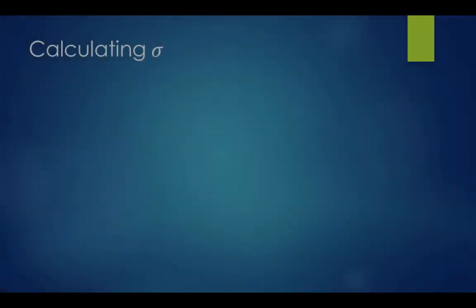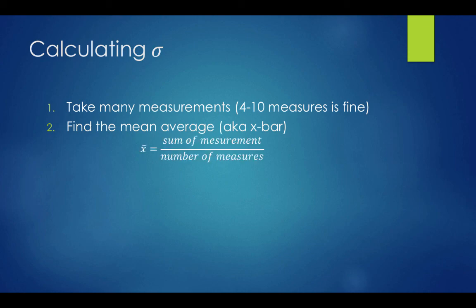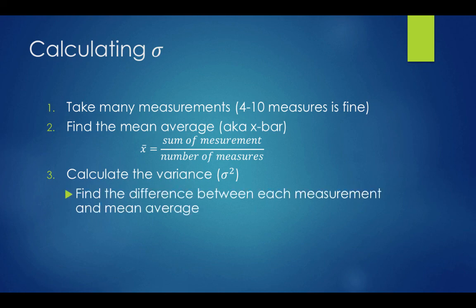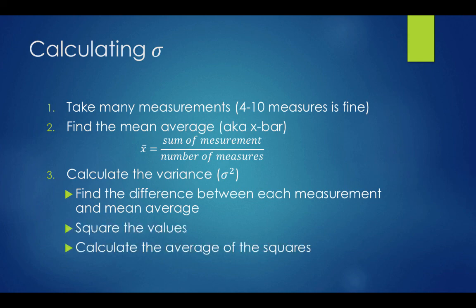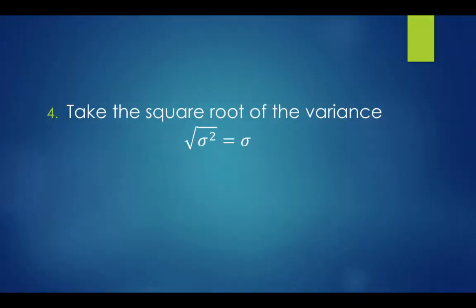Calculating standard deviation. Step 1. Take many measurements. 4 to 10 measurements are fine. Find the mean average, also known as the x-bar. This is where you take the sum total of measurements and divide it by the number of measurements. Note the symbol x-bar. Calculate the variance, denoted by the symbol sigma squared. To calculate the variance, find the difference between each measurement and the mean average. Square those values, then calculate the average of these squares. Take the square root of the variance. This value is your standard deviation.